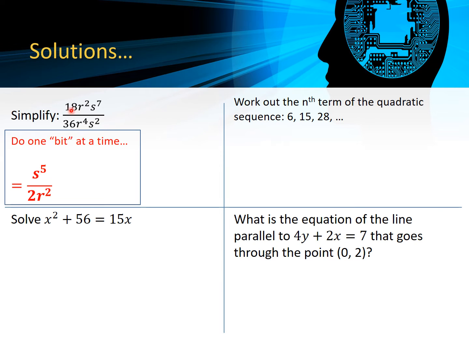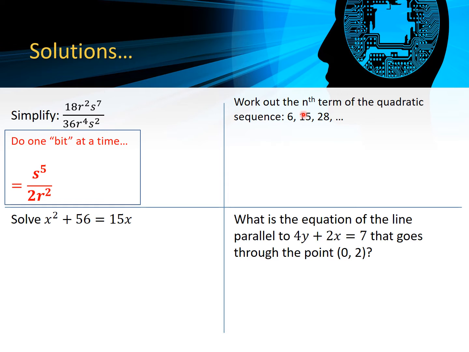18 does go into 18 and 18 goes into 36, leaving me a 2 this time at the bottom. R squared and r to the power of 4. R squared goes into both of them, leaving me with an r squared at the bottom. S squared and s to the 7 leaves me with an s to the 5 living at the top.